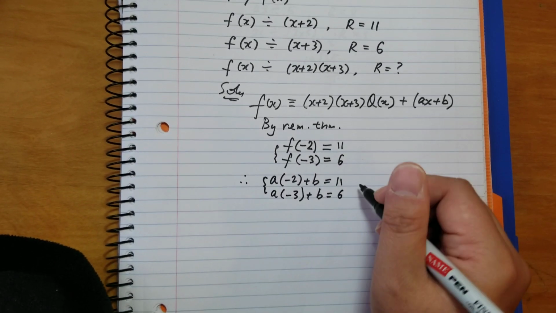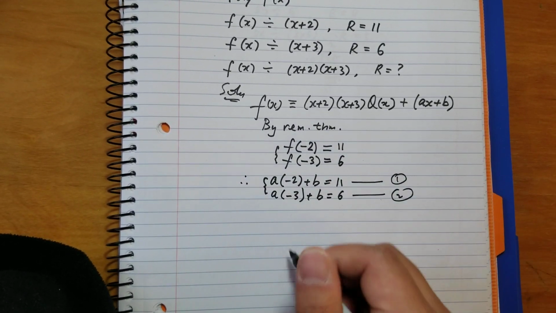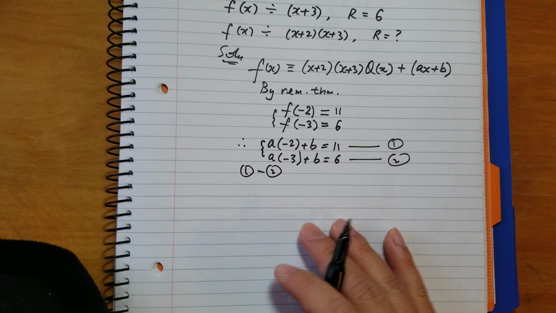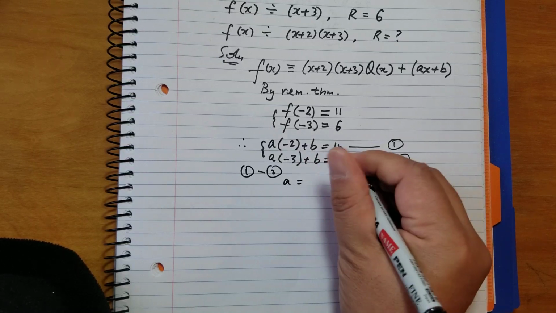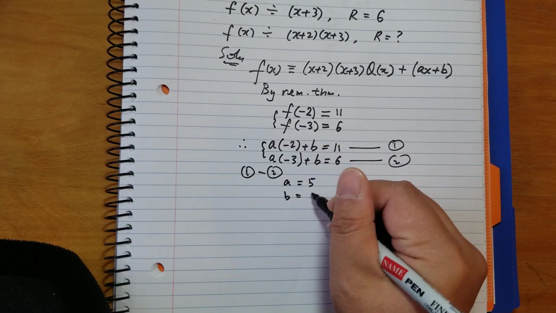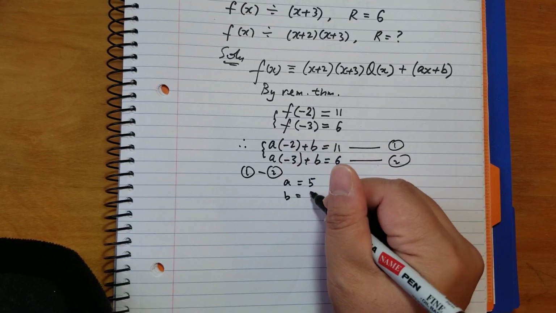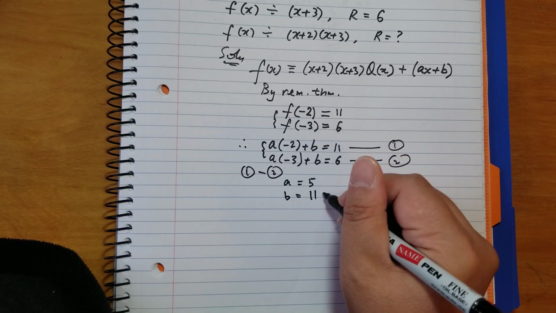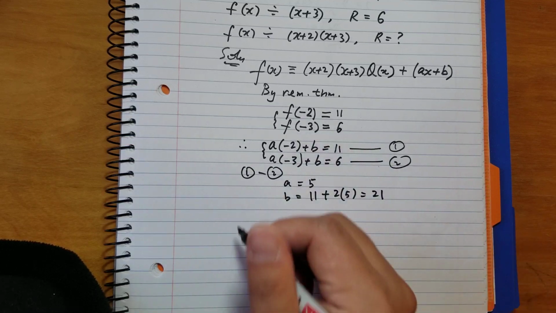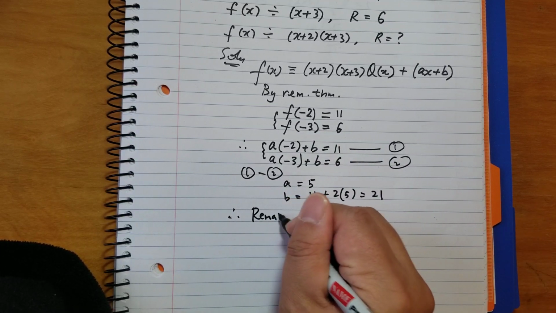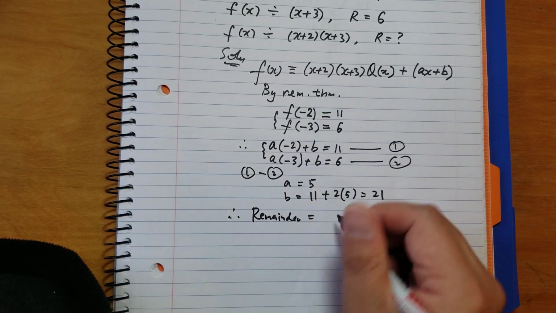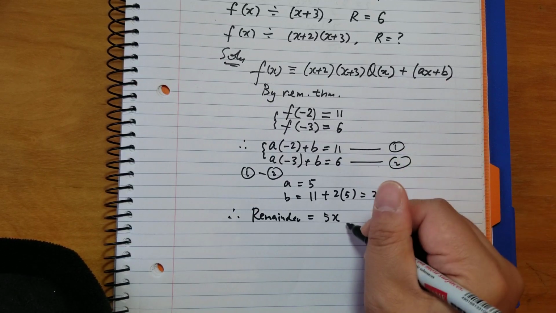Equation 1 minus equation 2, so we have a equal to 5. Then for b, you put 5 back into the original equation, equation 1: 11 plus 2a, so we have 21. So the remainder is ax plus b, where a is 5 and b is 21: 5x plus 21.